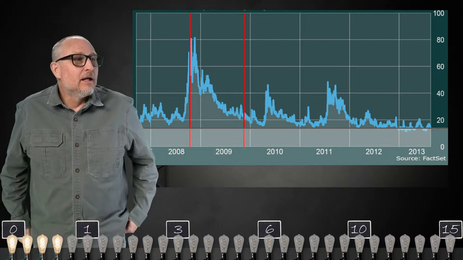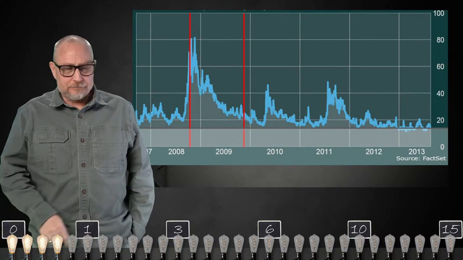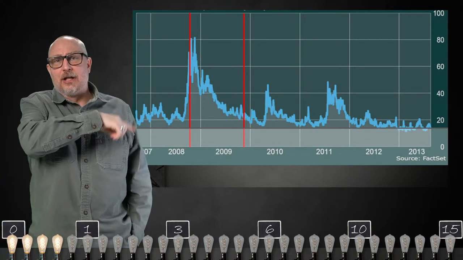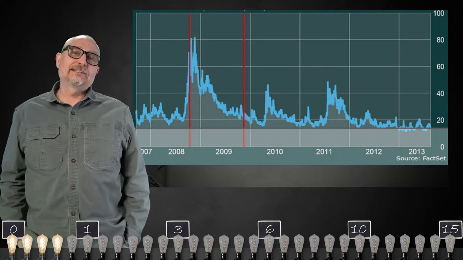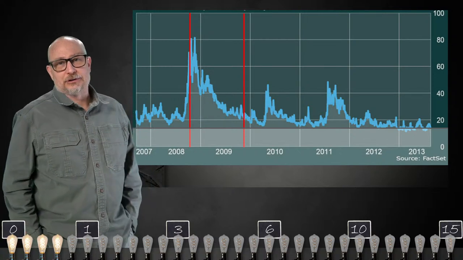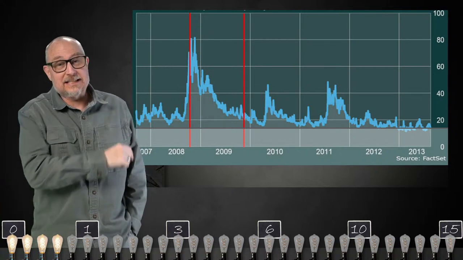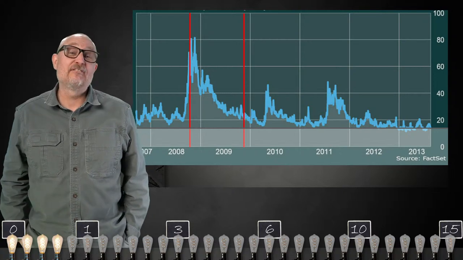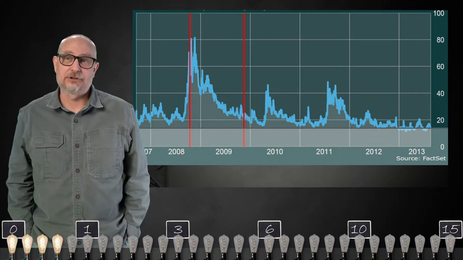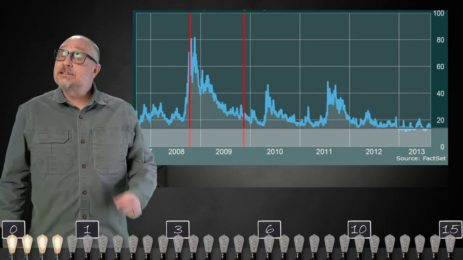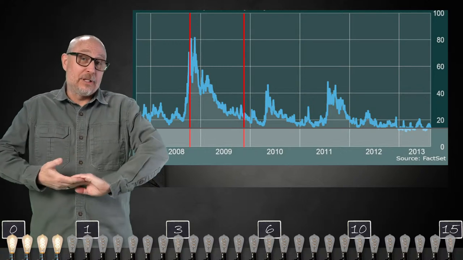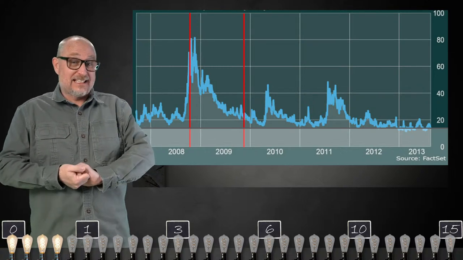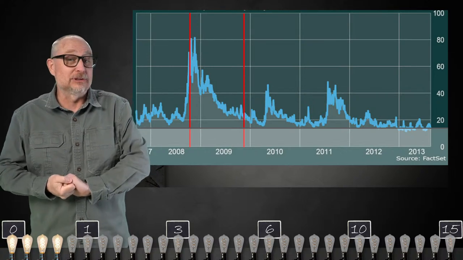Okay. Well, folks, that first line is when he started building the house. And that second red line is when he finished building the house. He sunk $1.7 million into the home, $700,000 of which was a loan.